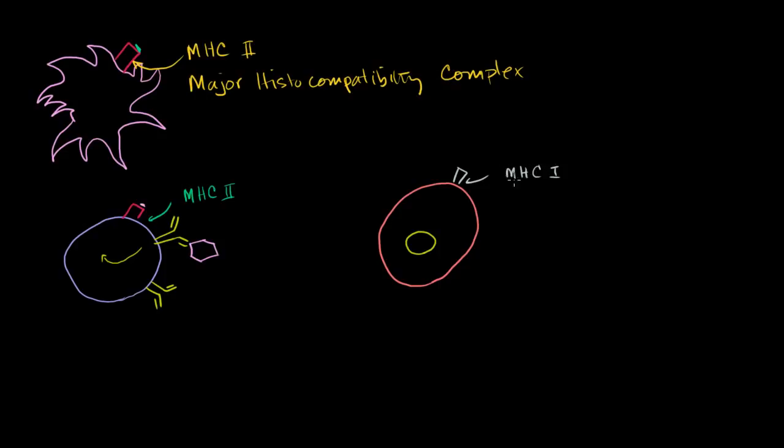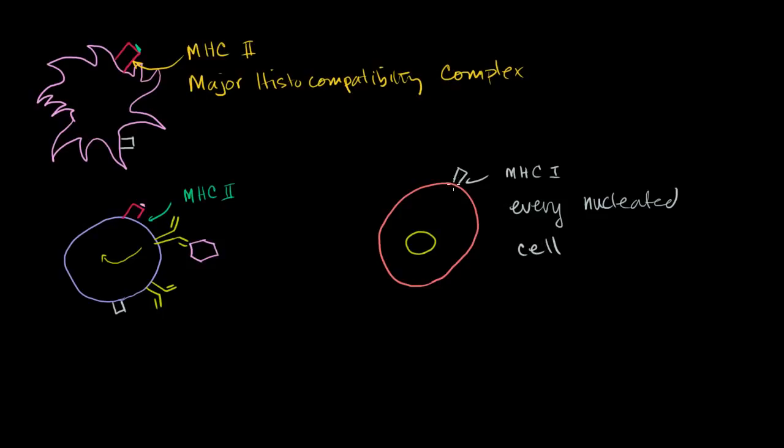MHC1, major histocompatibility type 1. And just so you know, these are also nucleated cells, so they're also going to have an MHC type 1 complex on them right here. Now, the interesting thing about the MHC type 1 complex is because it's on every cell in our human body, let me write that down. Every nucleated cell, so pretty much everything but the red blood cells, has an MHC1.